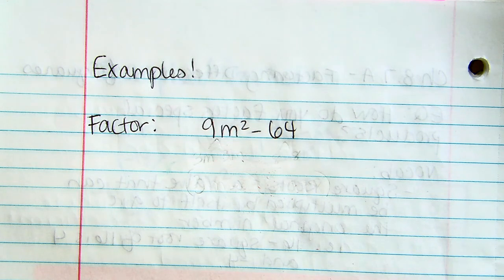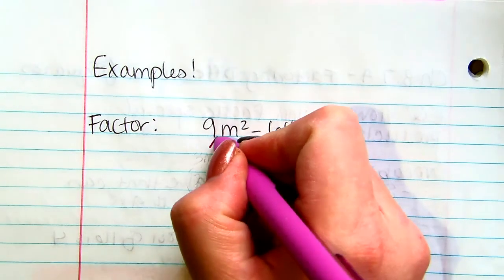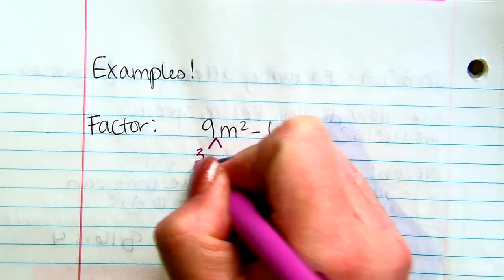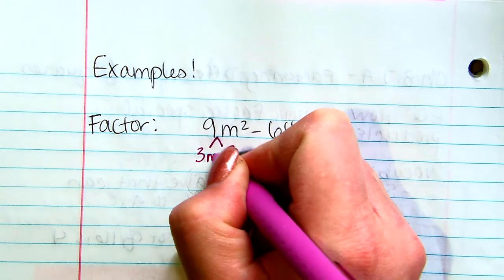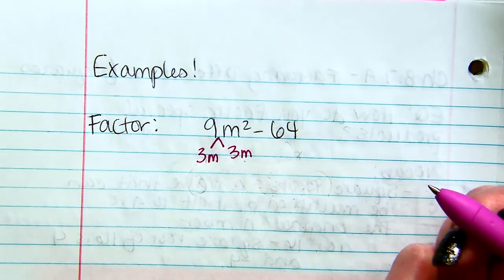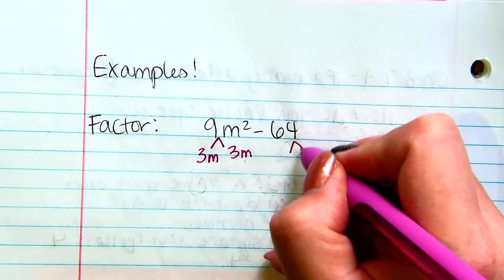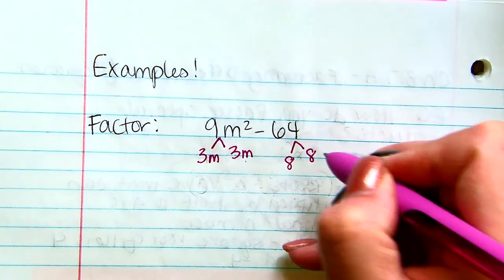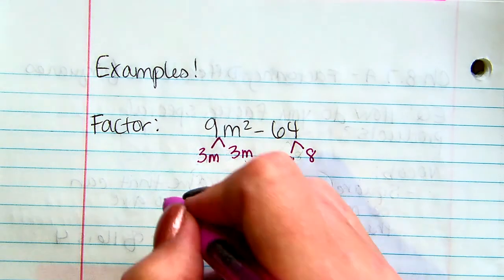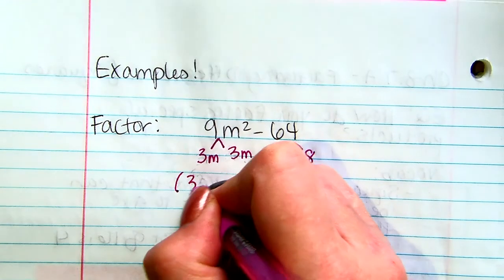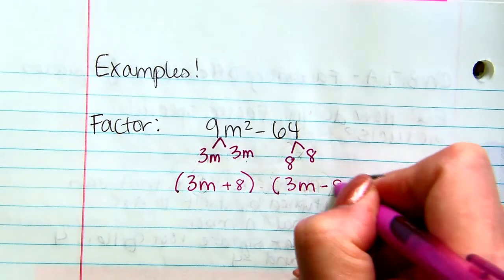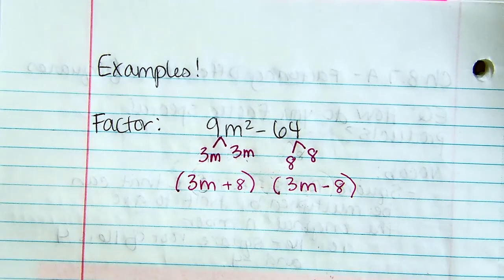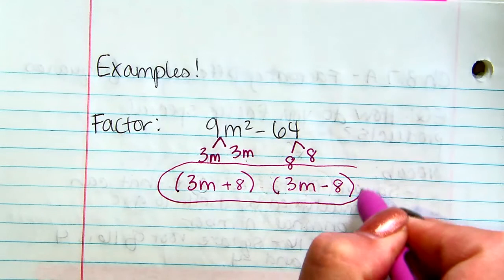So we are going to begin by finding the square root of our first term. The square root of 9 is 3. The square root of m squared is m. So each one of my 3's will include an m. My square root of 64 is 8, so I'm going to have 2 8s. Putting this together, we're going to have our parentheses. We're going to have 3m plus 8, and we're going to have 3m minus 8. This is our final answer. So we're going to circle it.